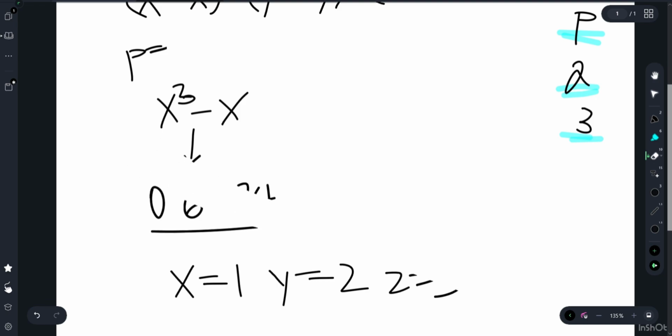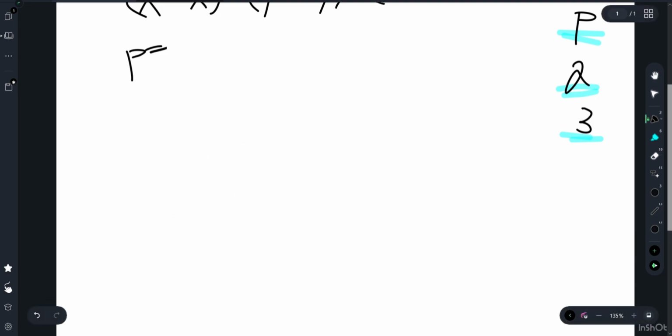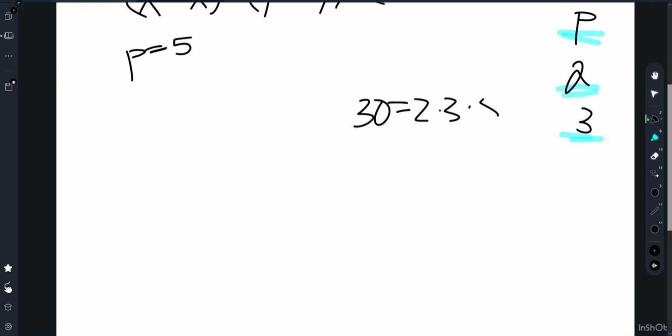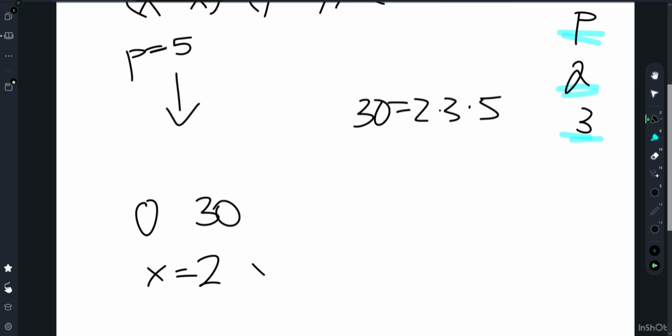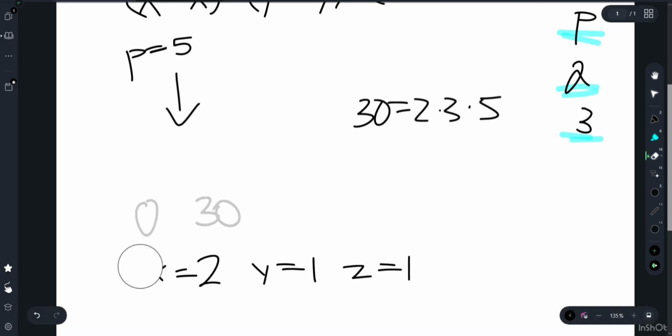And so let's delete this. So now let's test out p equals 5. We can still use that 30 is equal to 2 times 3 times 5. And we have to because we know that 2 and 3 are factors now. So then conveniently we know that 1 minus 1 is obviously 0, and then 32 minus 2 is 30. So we can have x equals 2, y equals 1, and z equals 1. So p equals 5 also works.